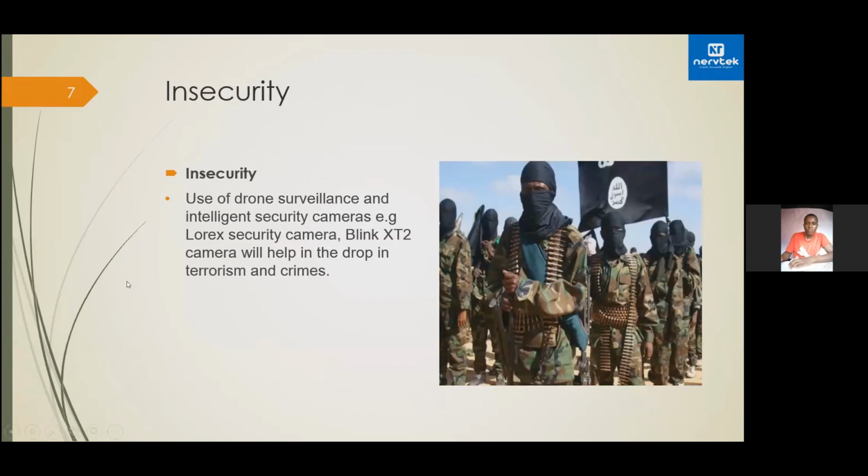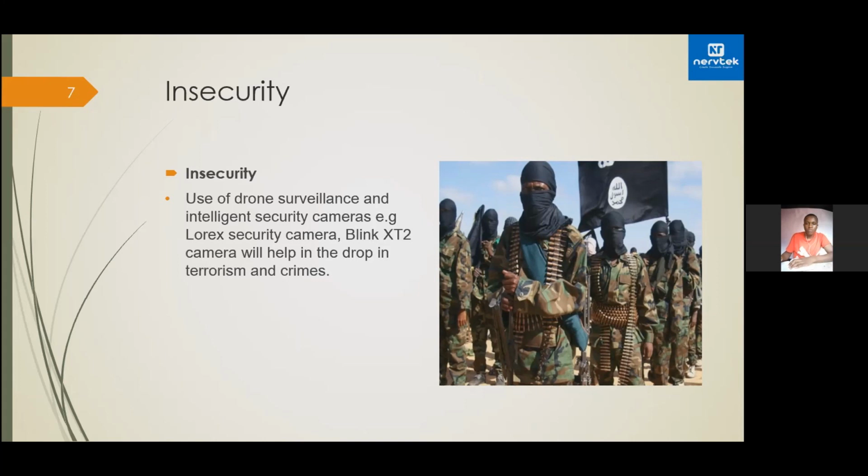So I'll go to the next problem, insecurity. We all have heard about the famous Boko Haram in the north of Cameroon and also mainly in Nigeria. It's not only Boko Haram that is a terrorist group in Africa. There are other terrorist groups in Africa, like Al-Shabaab. There are many others. With a lot of insecurity in a country, it hinders development of that country. And many African countries are facing these insecurities, even internal crimes.